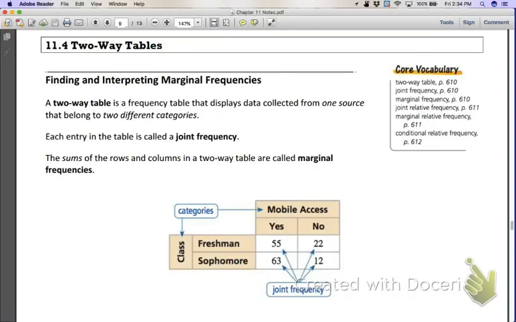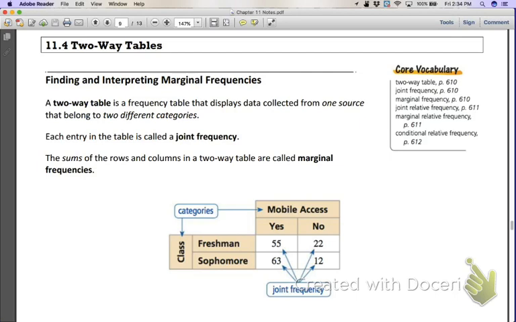Two-way table, okay? Whenever we talk about a two-way table, that is a frequency table that displays data collected from one source, but it has two different categories. Okay, so in this case you have two categories: you have the class, like the age. So for you all it'd be what, 2020, 21? Or in this case, 2020, as far as the freshman and the sophomore class.